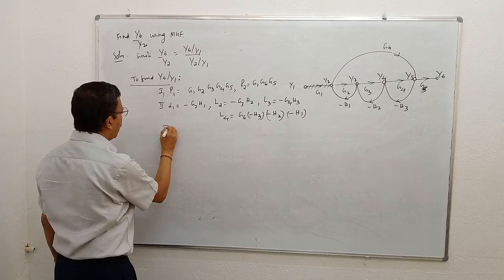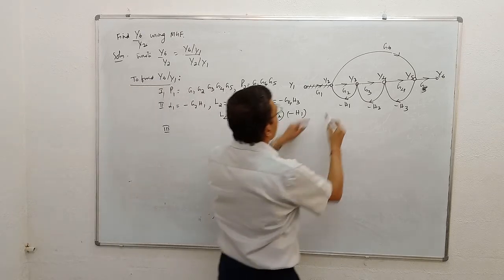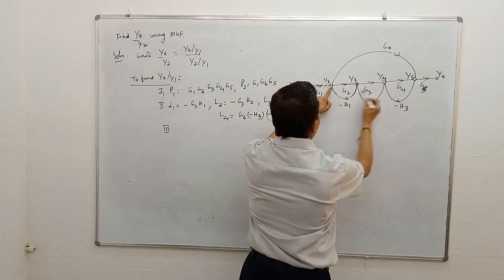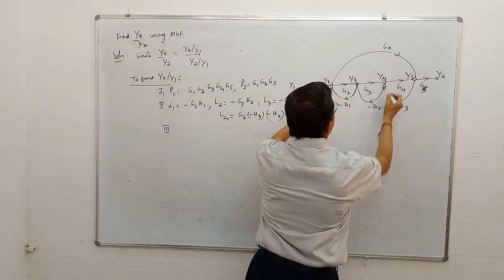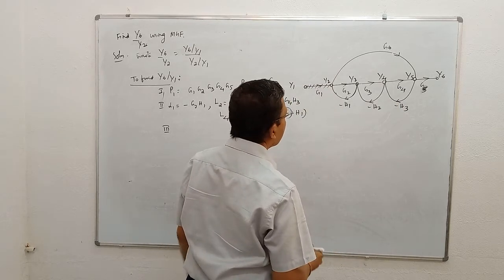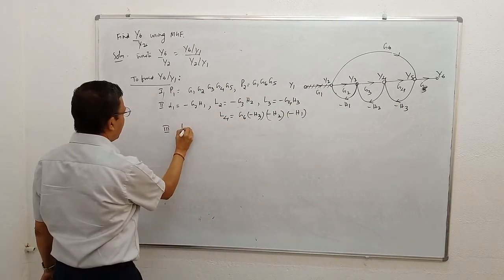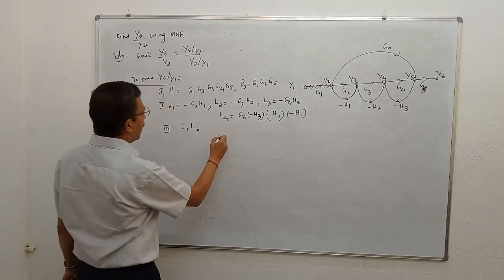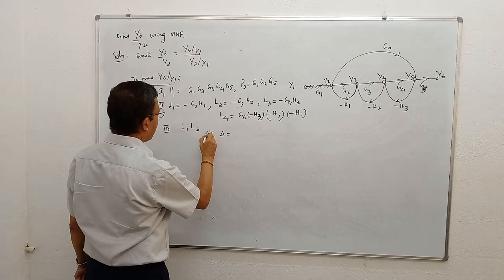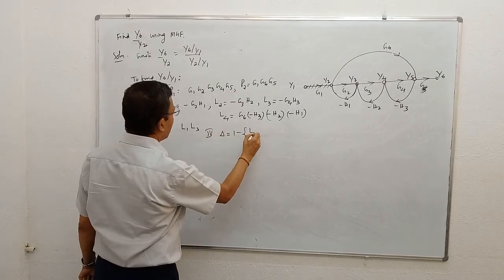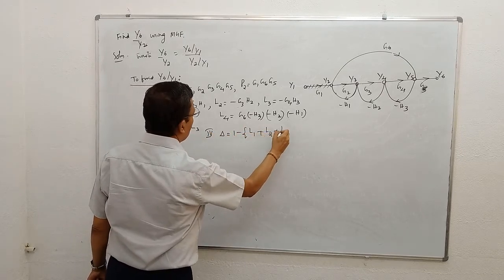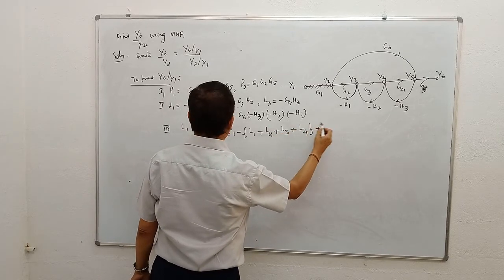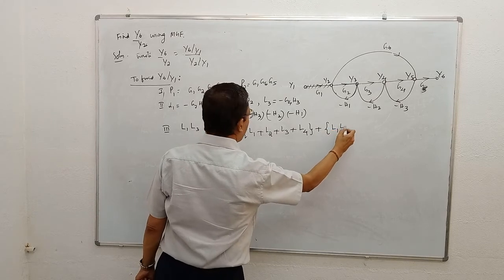Third step. Do we have non-touching loop combinations? This loop which is having a gain equal to L1 does not touch this loop which is having a gain equal to L3. So combination is L1, L3. This is non-touching loop combination. So what is delta? Fourth step. Delta is equal to 1 minus L1 plus L2 plus L3 plus L4 plus L1, L3.